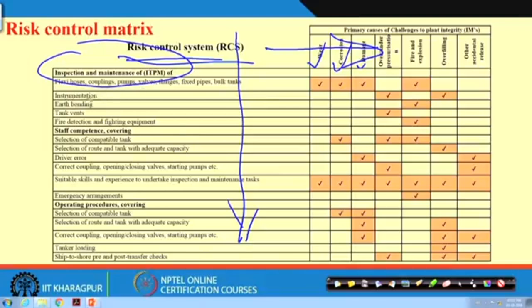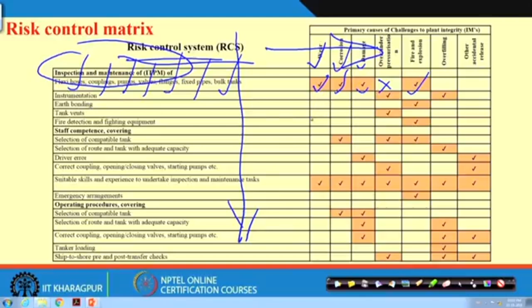Inspection and maintenance of flexible hoses, couplings, pumps, valves, flanges, fixed pipes, bulk tanks. All these things we will inspect. It is applicable to which of the initiating mechanisms? The inspection of the hoses and couplings will address wear; it is applicable to corrosion. If you want to control the wear initiating mechanism, you have to do the inspection and maintenance of these things. And damage you can inspect, but for overfilling and pressurization, the inspection of flexible hoses will not come, hence we are not showing it here.